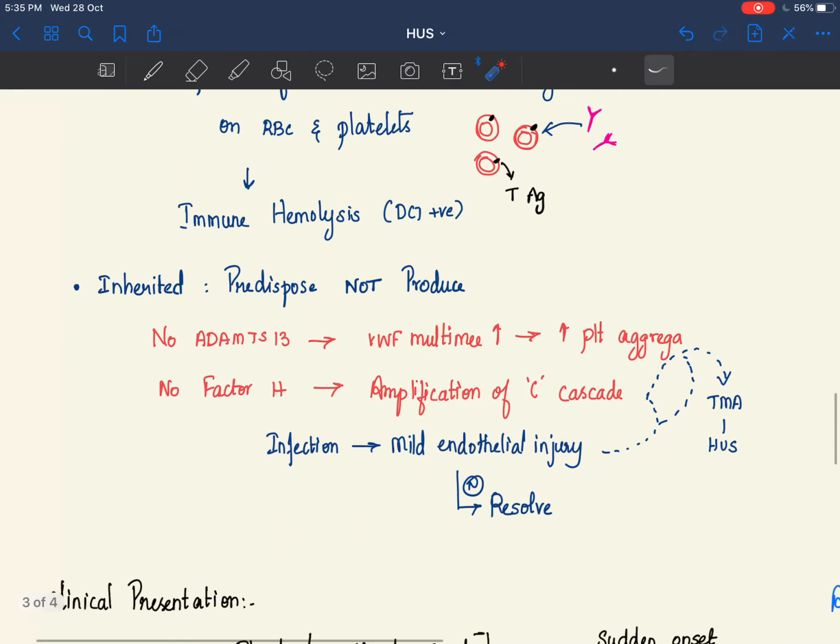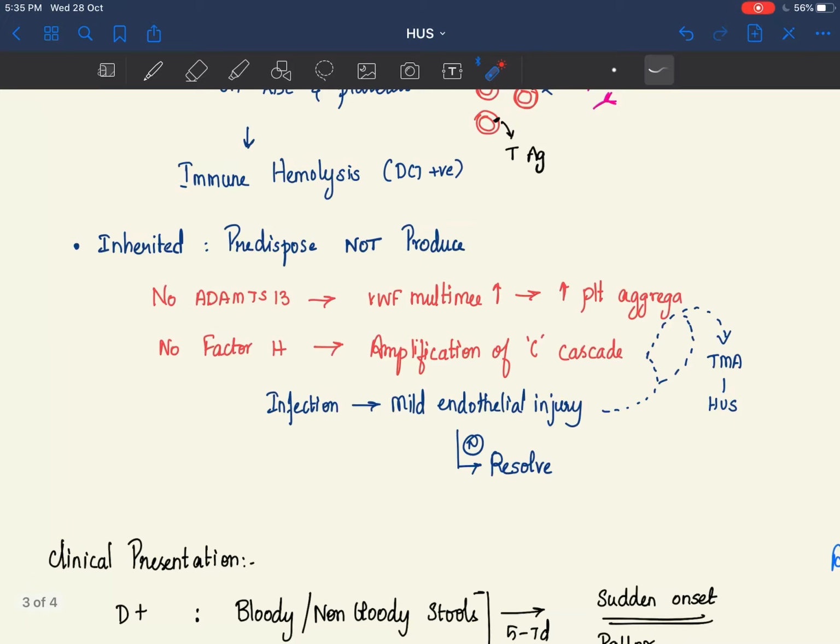Alright. Next, inherited. See, inherited conditions usually predispose and do not by themselves produce a HUS presentation. By predispose, I mean usually some infection will happen, some endothelial damage can happen and it heals on its own. But here, if there is an inherited condition, say factor H is deficient or factor H has antibodies, what happens?